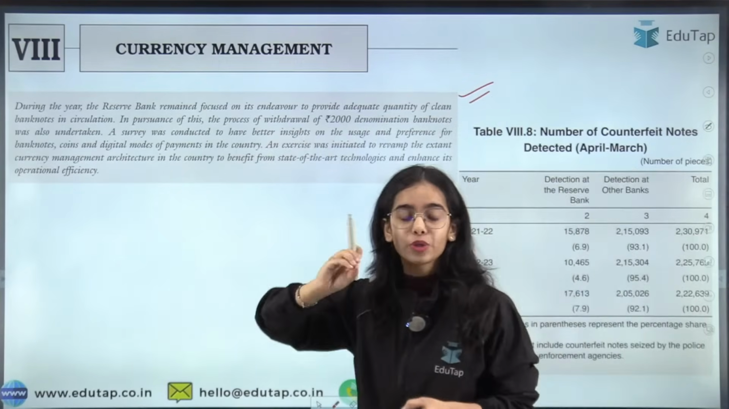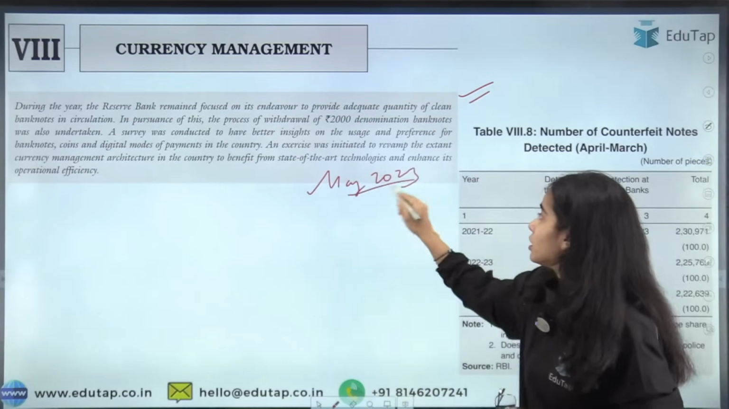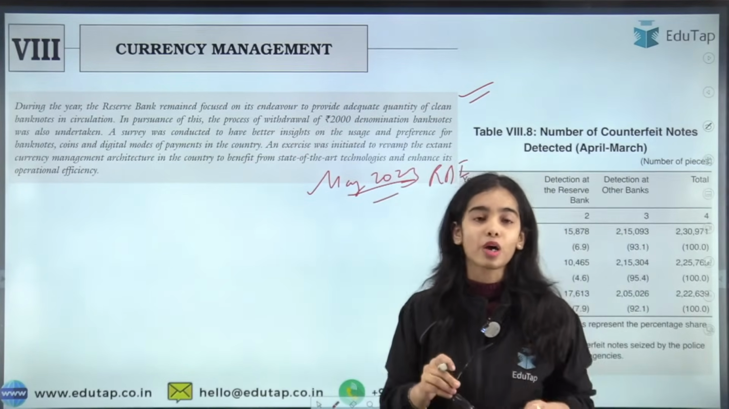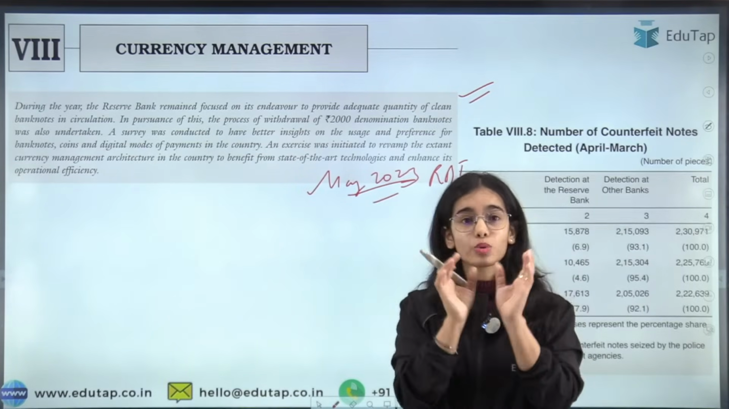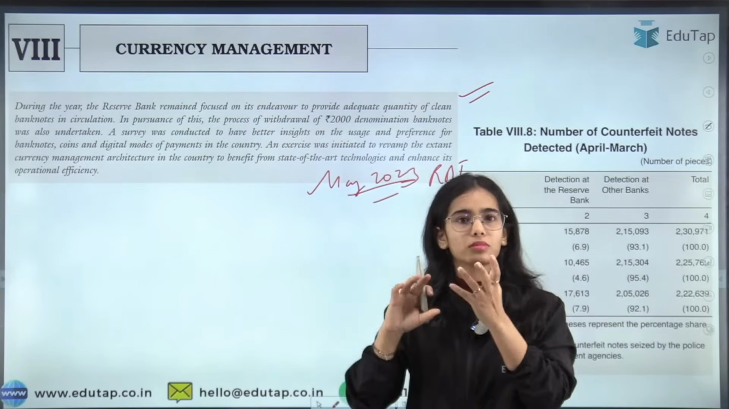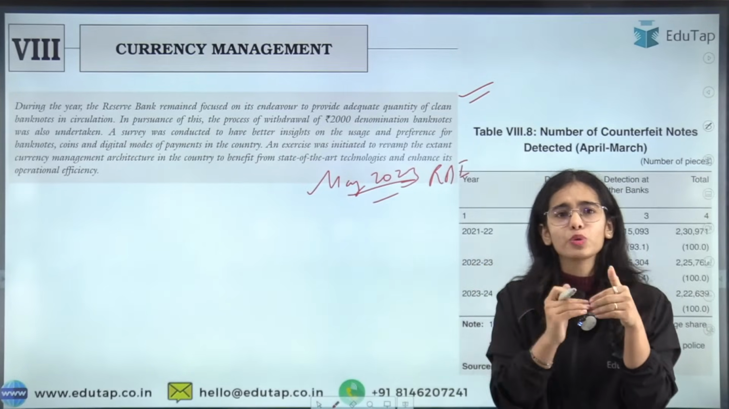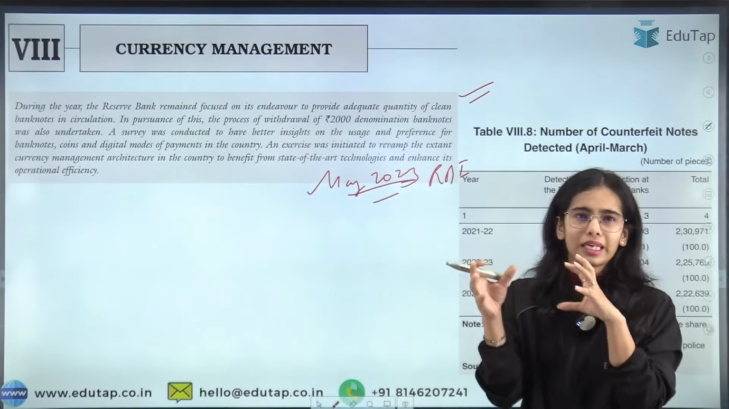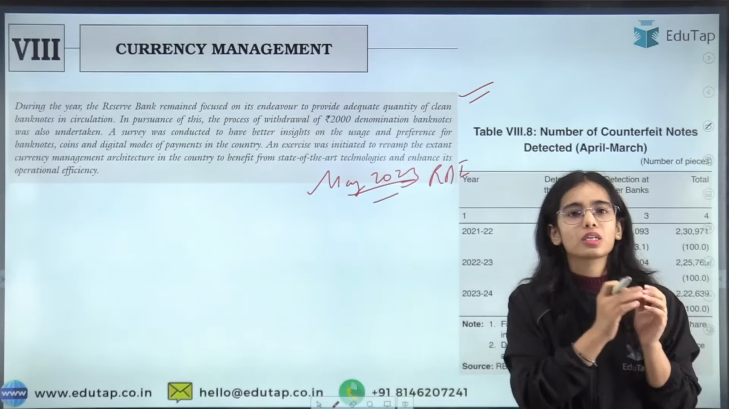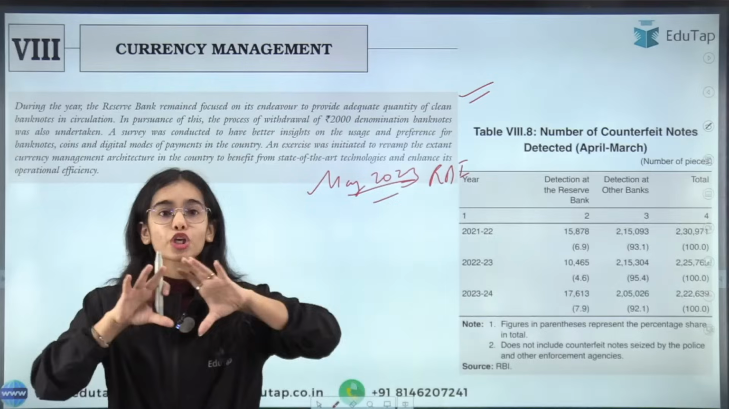So currency management. In 2023-24, as I have told you, in May 2023, the Reserve Bank of India decided to take the rupee 2000 notes back, because the rupee 2000 notes are very big value notes that can increase the problems in the country. We do not want to have such big notes because they can be used for the purpose of black marketing and for keeping the notes as black money and such. So the RBI wanted to decrease such huge value notes.